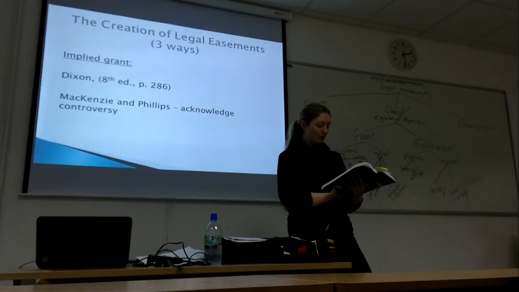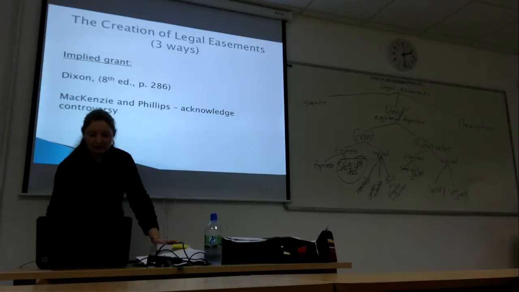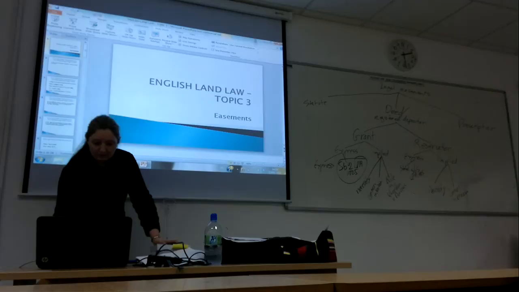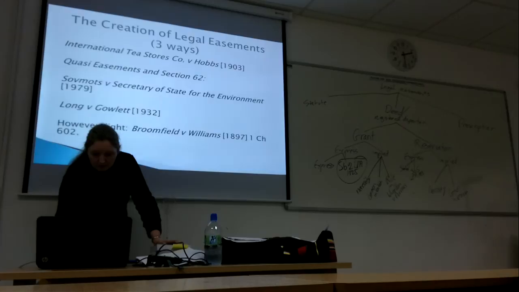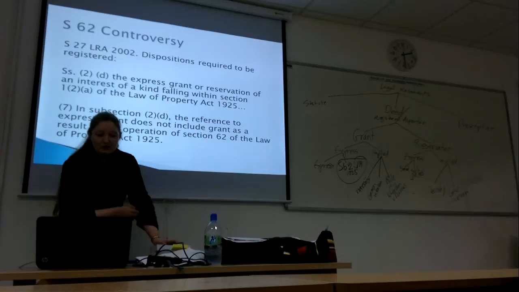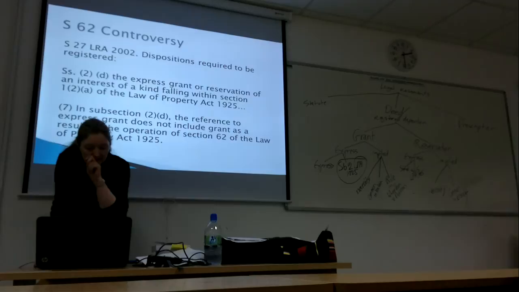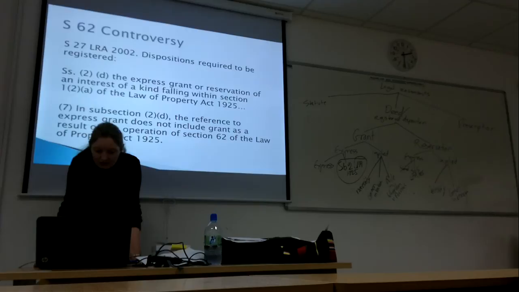Okay, bear with me a second while I go to the end of this, because I just added this at the end. So section 27 of the Land Registration Act deals with dispositions required to be registered. The section that Dixon refers to is subsection 7 here. First of all, you have to read that in conjunction with the other one above it. So in subsection 2(d), the reference to express grant does not include grant as a result of the operation of section 62 of the Law of Property Act.